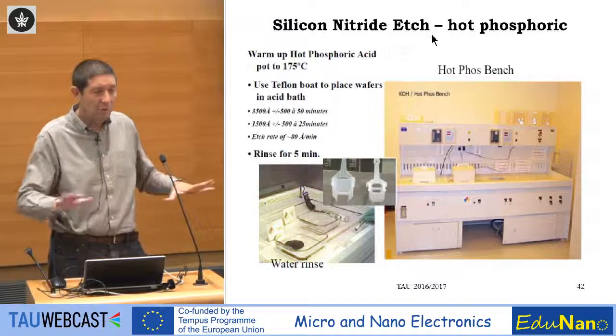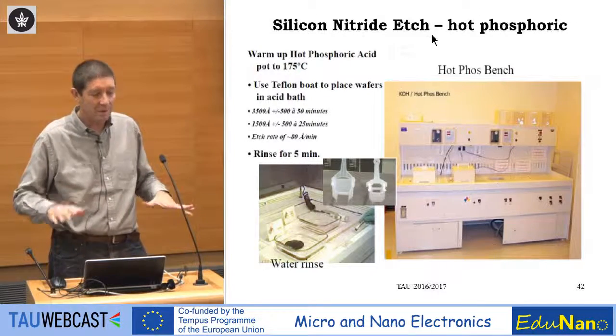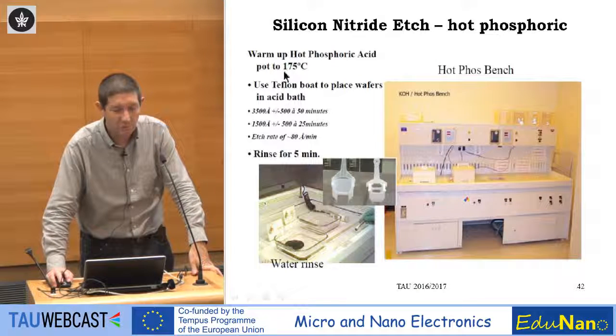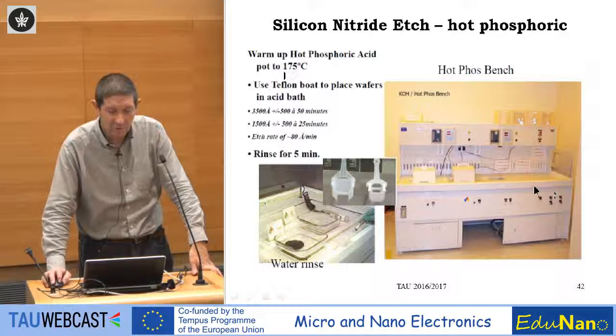So you put oxide, you oxidize your wafer, and you have to remove the nitride. So you dip it in hot phosphoric acid, about 175, 180 degrees Celsius. So this is how it looks.